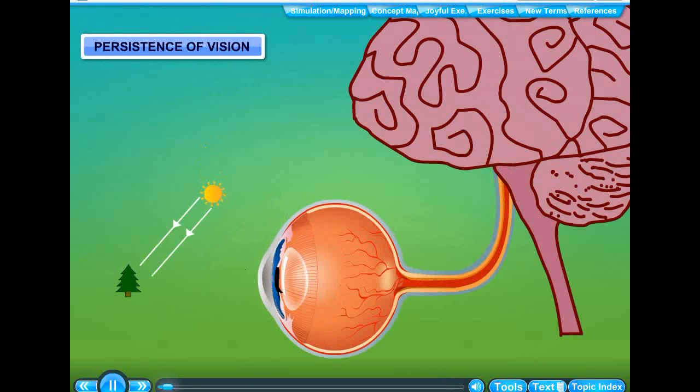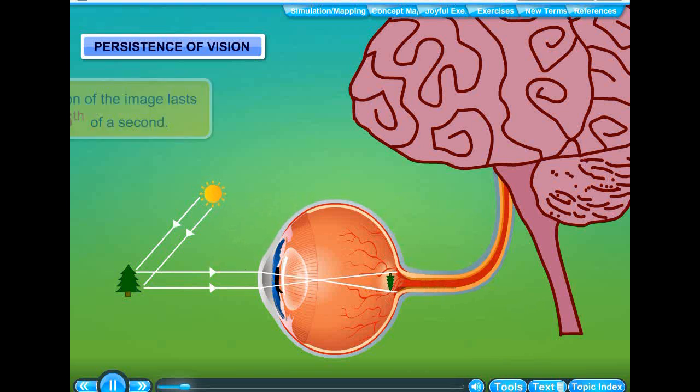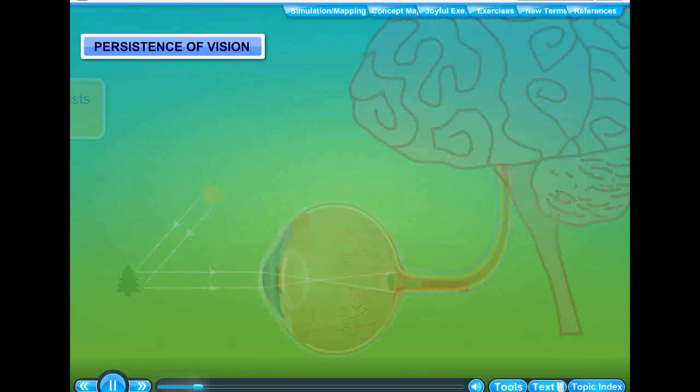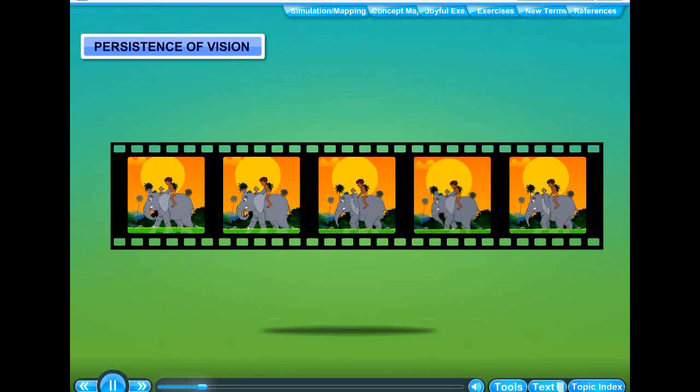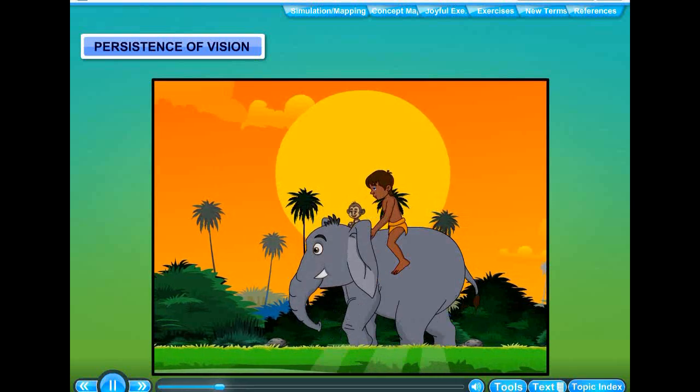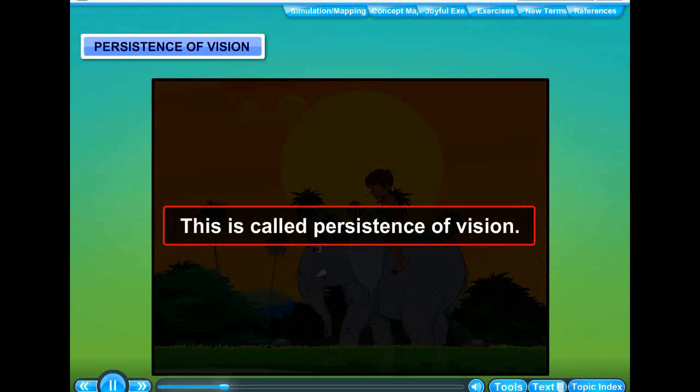Persistence of vision. When the light coming from an object falls on the retina of the eye, the impression of an image does not vanish immediately from the retina. The impression of the image lasts for 1/16th of a second. So, if still stationary images of a moving object are flashed on the eye at the rate faster than 16 per second, then the eye perceives this object as moving. This is called persistence of vision.